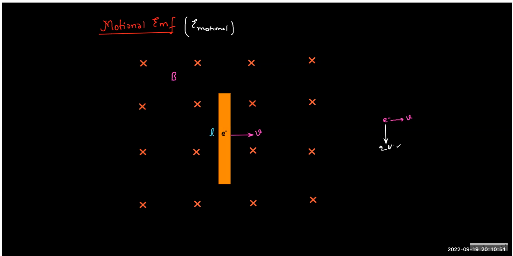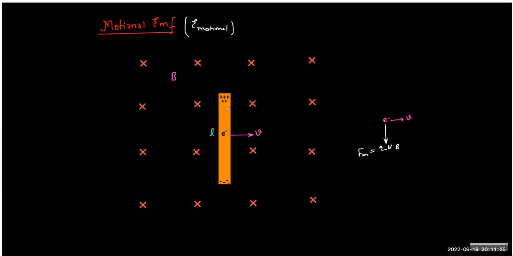So QVB, that's it. So the magnetic force will act downward, as you can understand, and therefore these electrons will start accumulating near the bottom. Now, as the electron will move from top to bottom, some deficiency will be developed here. And the deficiency we can depict as a positive charge collection.